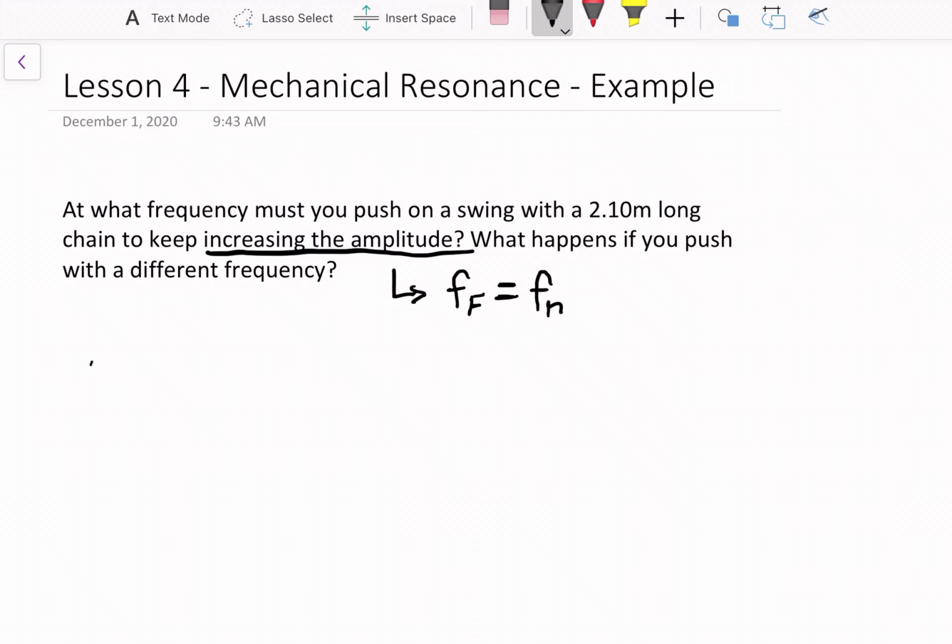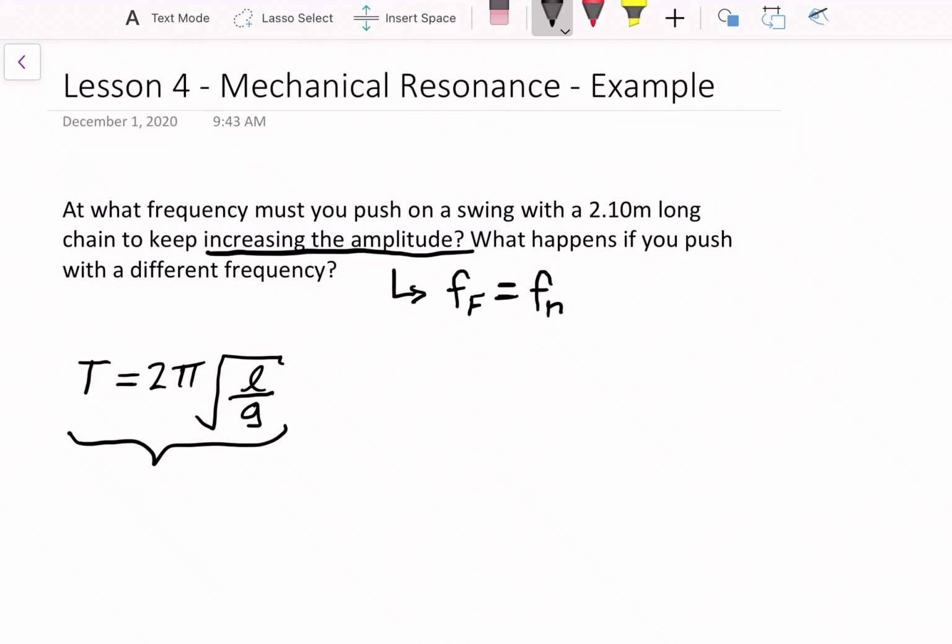And that formula is period is equal to 2 pi times the square root of length divided by acceleration of gravity. Remember, we can only use this formula if the angle is less than 10 degrees. So we're going to have to assume that the person on the swing is not going up to 90 degrees. This isn't a crazy swing. We're just giving them a nice gentle swing, a nice gentle push.